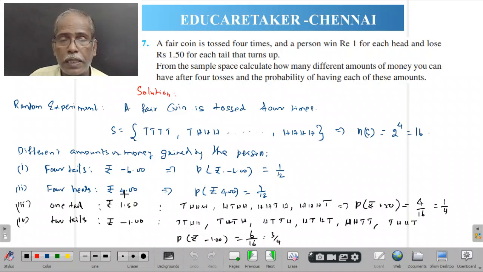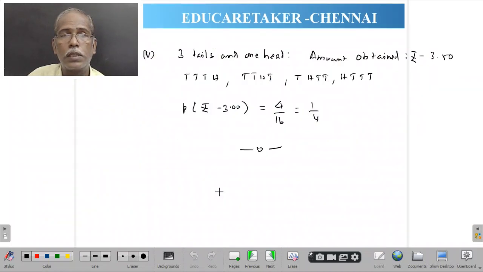Then probability: 4 heads mean all 4 are successes, 1 1 1 1 gains. Overall 4 rupees gain, so the probability of getting 4 rupees gain is 1 out of 16. Then 1 tail and 3 heads mean the amount obtained is rupees 1.5. These are the favorable events, 4 by 16. And 2 tails and 2 heads, 6 possibilities, probability 6 by 16, that is 3 by 8. The amount from 2 tails and 2 heads means gain of 2 and loss of 3, that is 1 rupee loss. Okay, so this is the fourth one.